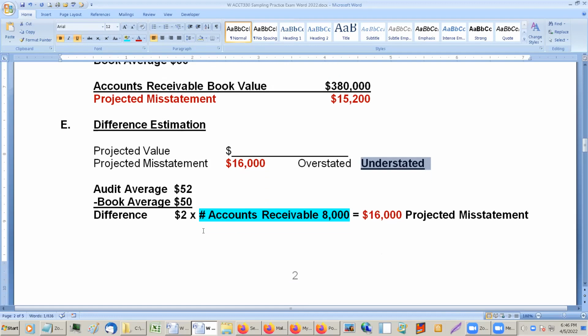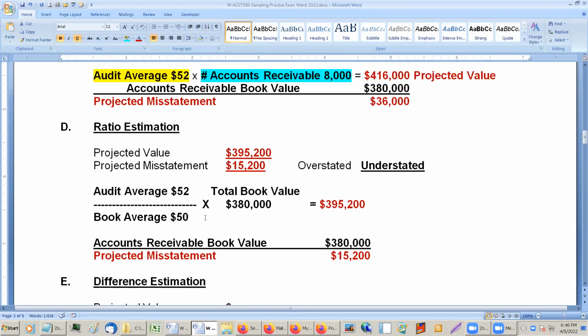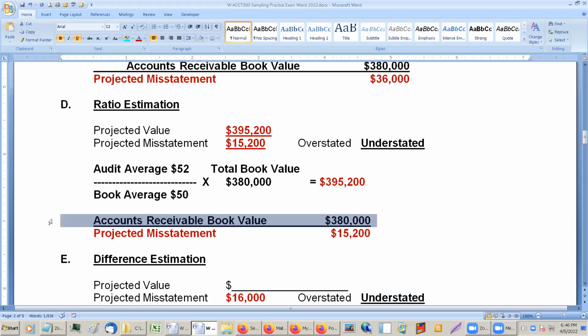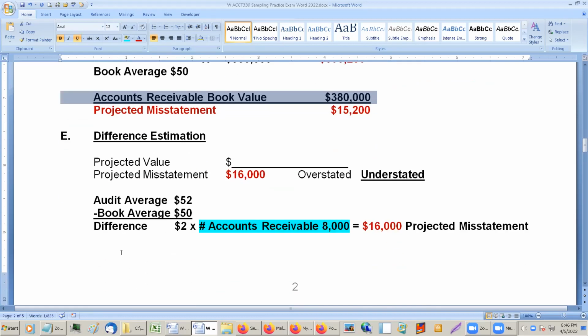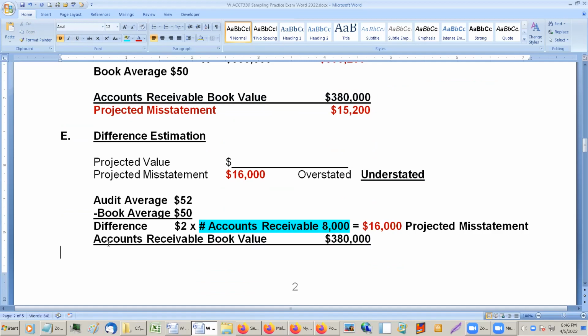All right, and now we have to find the projected value, and we're saying it is 308,000 plus 16, so this will be the projected. So you're kind of backing into it. $396.